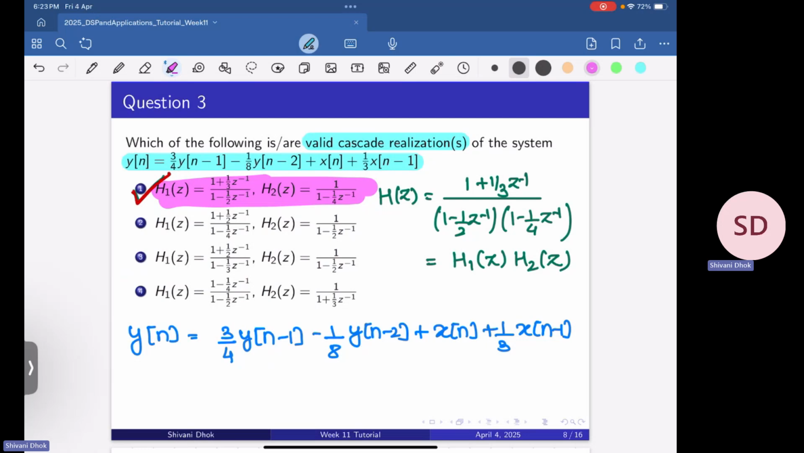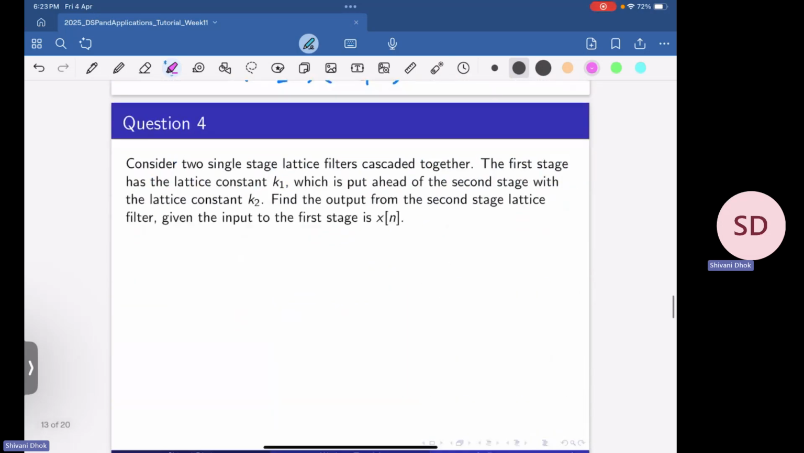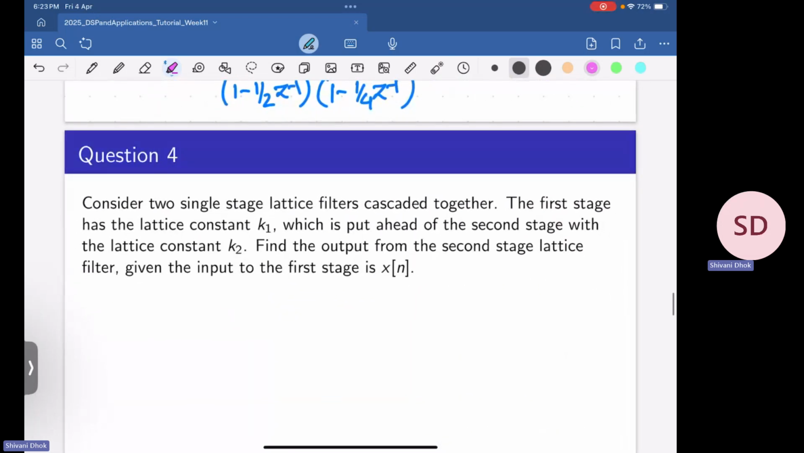Okay, if there are no questions, then let me move on to the next question. So this is question number 4. It says: consider two-stage lattice filters cascaded together. So what we have are two-stage lattice structures cascaded together. The first stage lattice has a constant K1, which is put ahead of the second stage of lattice with constant K2.